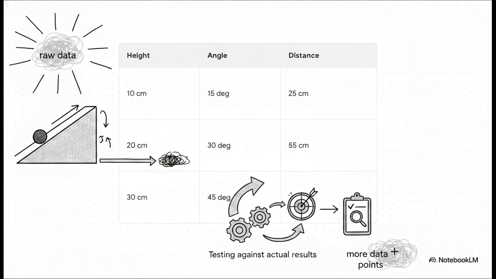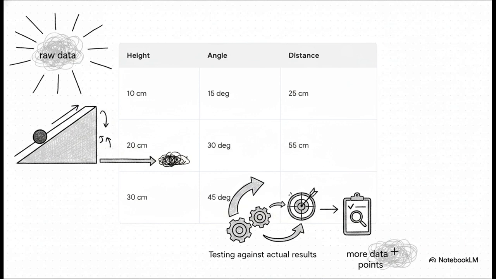Let's say we're trying to predict how far a ball is going to travel on a track. On its own, a bunch of random measurements, they don't help us much. But when we organize that information side by side, comparing the track height, the track angle, and the actual distance the ball traveled, patterns start to emerge. We can clearly see that as the track height and angle increase, the distance traveled also increases.